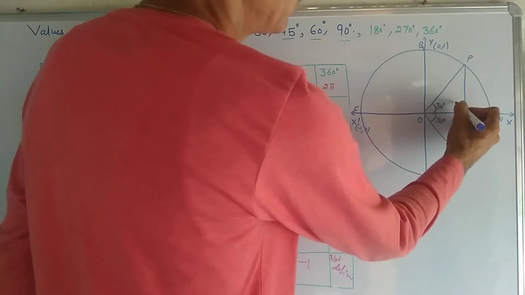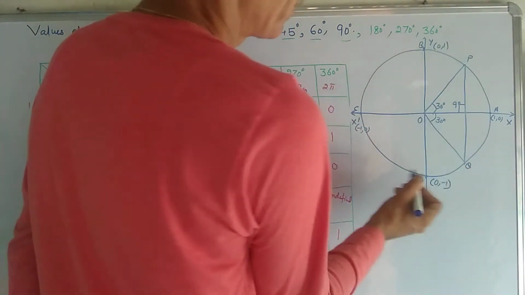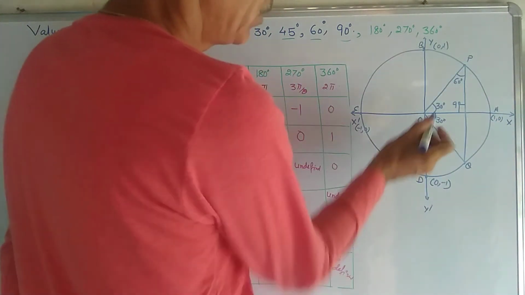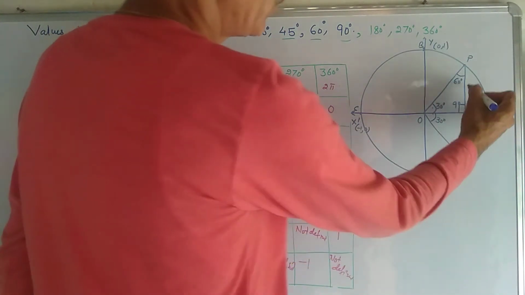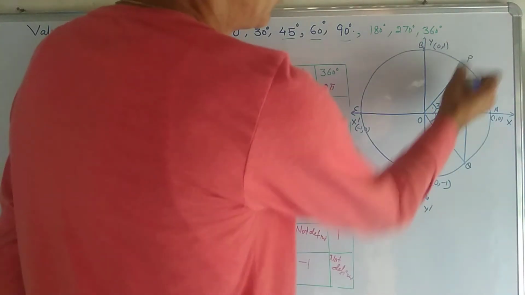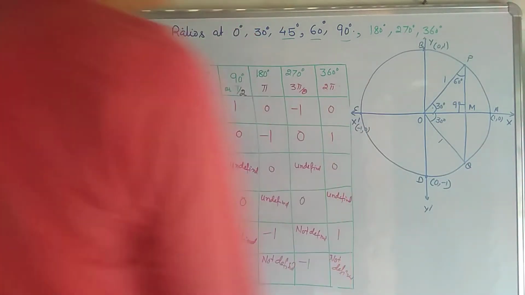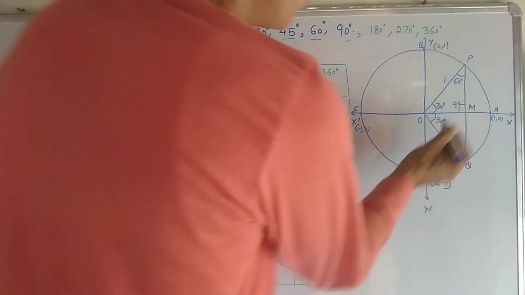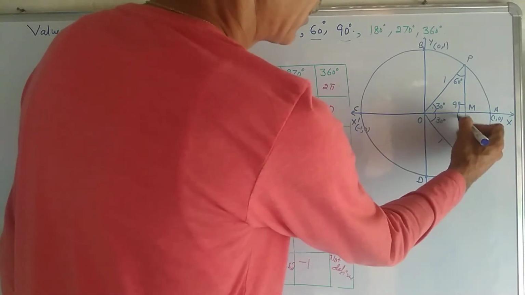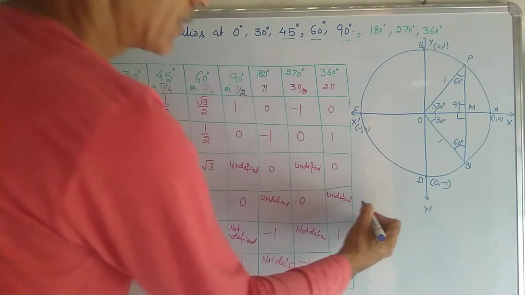This angle is 90 degree. If this is 90 degree, the total sum is 180 degree. Therefore, this angle is 60 degree. If we take this angle, this will be the perpendicular. Suppose this is PM, and OP is equal to the radius. OQ is also equal to the radius. Now by symmetry, this is also 90 degrees, so this is also 60 degrees.